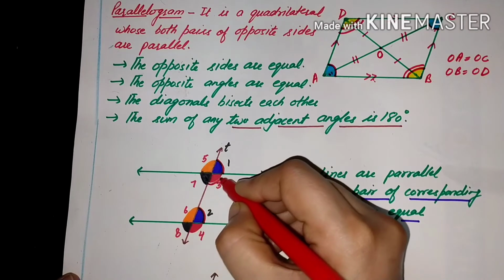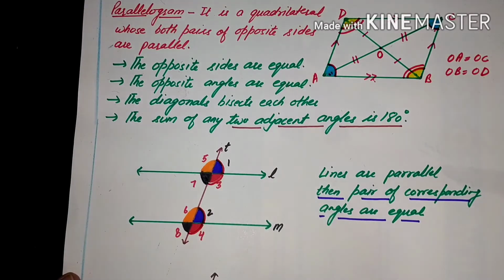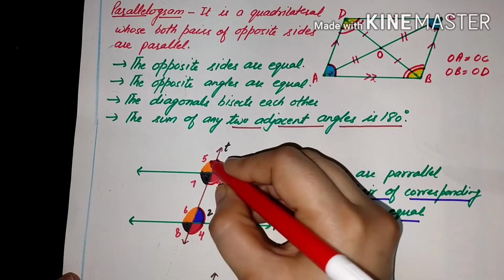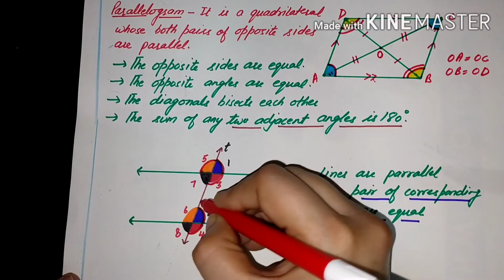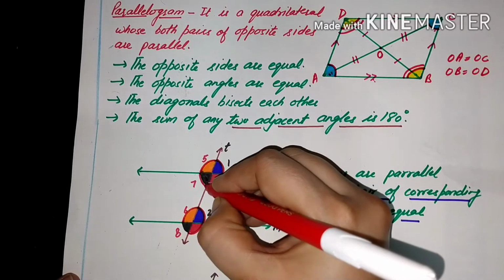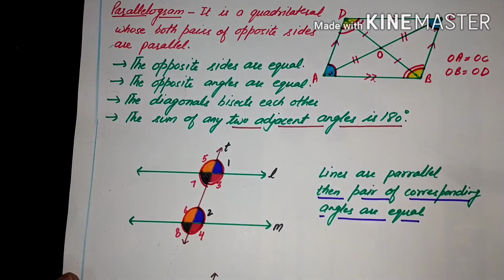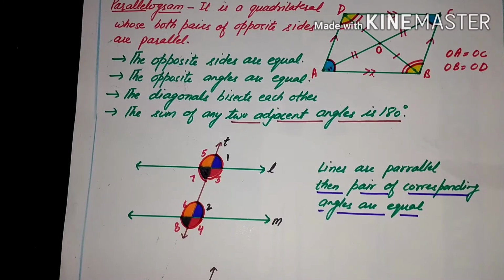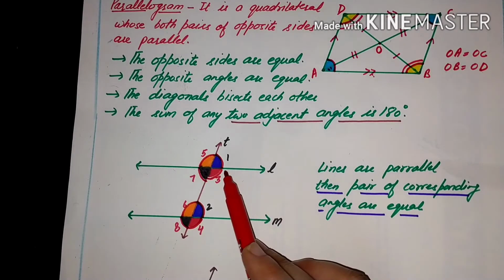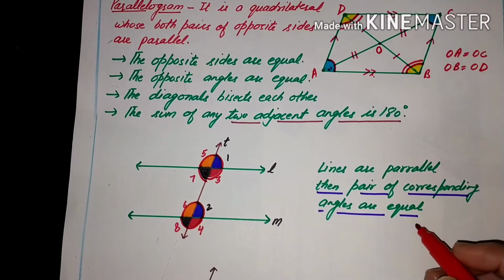Angle 3 corresponds to angle 4. Angle 5 corresponds to angle 6. Angle 7 corresponds to angle 8, and they will be always equal. Next is, what is a symbol? How can we recognize the corresponding angle?